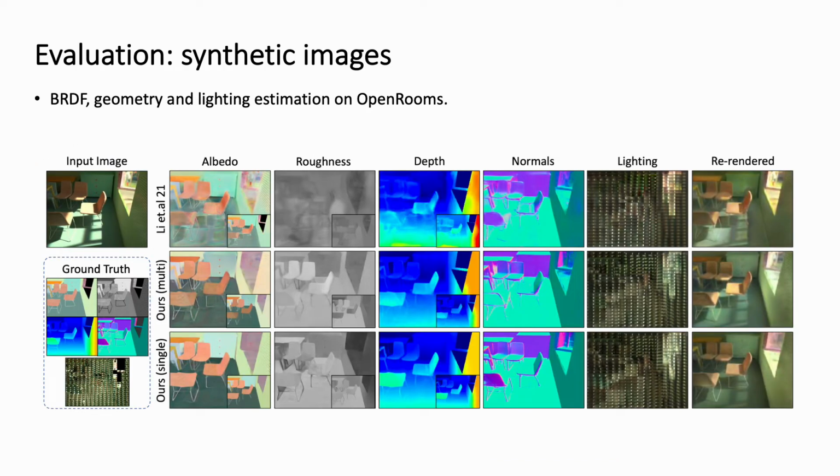Our model is trained on our OpenRooms dataset, which is a large-scale collection of photorealistic synthetic images of indoor scenes. We first evaluate our model against a CNN-based baseline from Lee et al. In this sample with strong highlights and complex scene geometry, we achieve much better estimations in all modalities. For example, on the ground area and the chairs, our results are much more spatially consistent with less artifacts and more details.